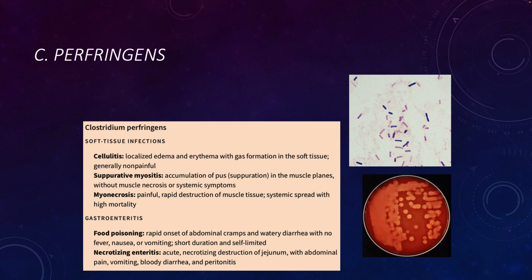With gastroenteritis, you can have two manifestations of disease. Either food poisoning, which is the rapid onset of cramps and diarrhea, no fever, nausea, vomiting, short duration, and self-limited. Very classic presentation of a foodborne illness. If you're very unlucky, there's necrotizing enteritis. It's acute necrotizing destruction of the jejunum with abdominal pain, vomiting, bloody diarrhea, and infection of the peritoneal cavity.